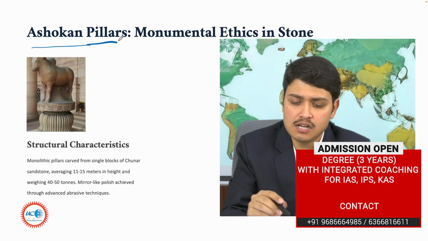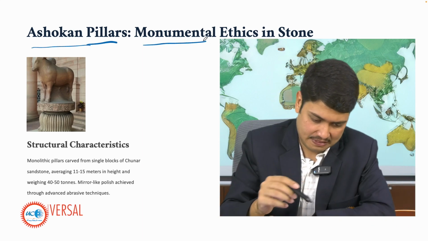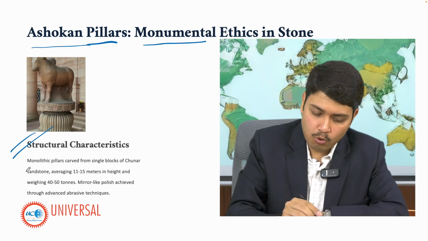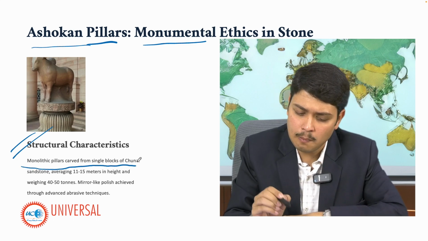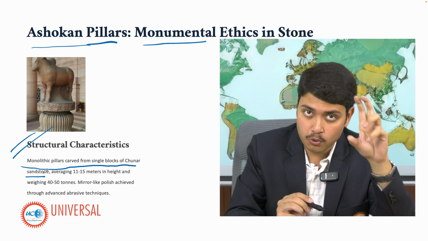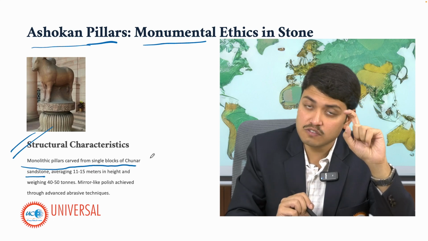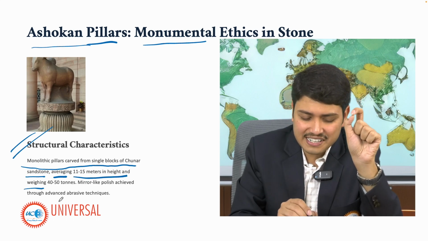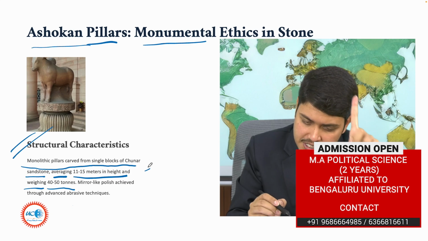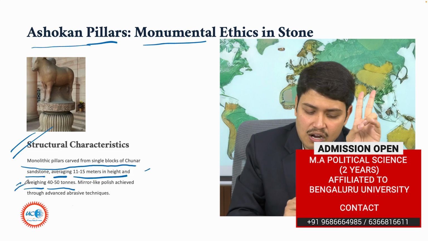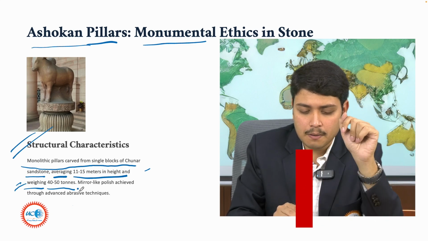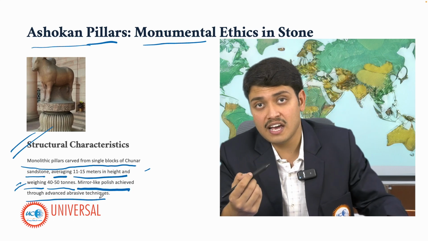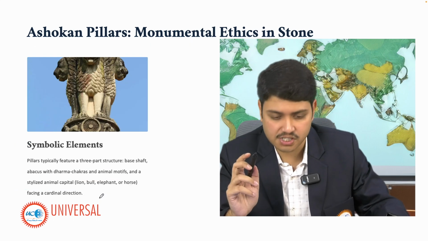It is Ashokan Pillars, Monumental Ethics in Stone. Now, let's talk about the structural characteristics of Ashokan pillars. Monolithic pillars carved from single blocks of Chunar sandstone, averaging 11 to 15 meters in height and weighing 40 to 50 tons. Mirror-like polish achieved through advanced abrasive techniques. So we see mirror-like polish in Ashokan pillars.